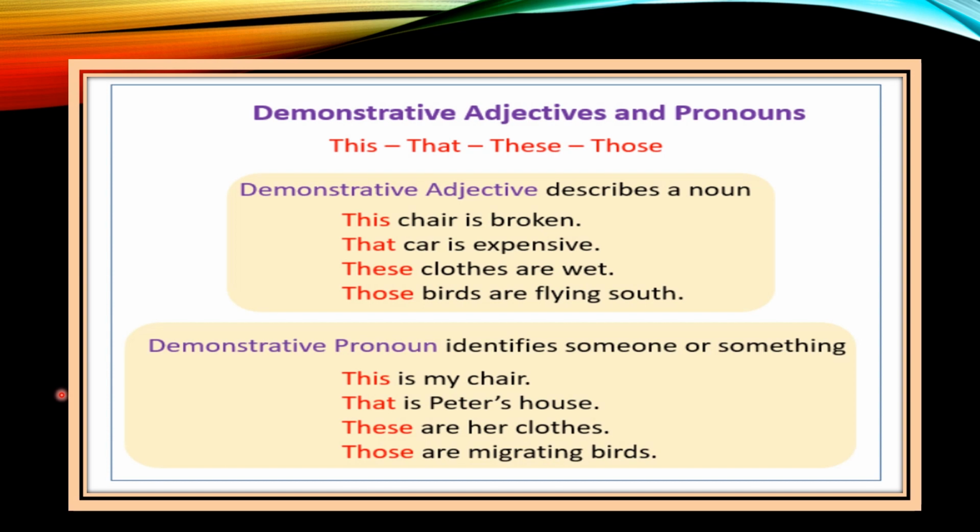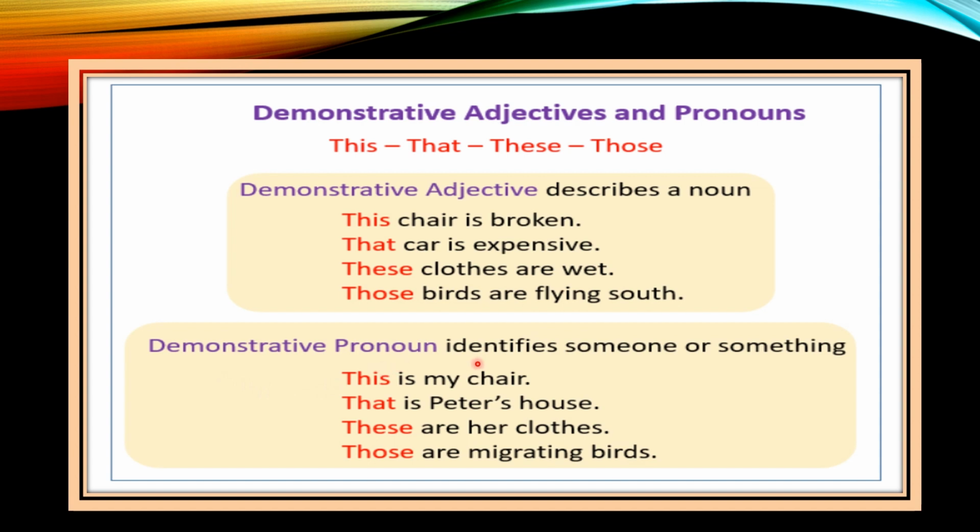Demonstrative adjectives and pronouns. More examples. Demonstrative adjective describes a noun. This chair is broken. That car is expensive. These clothes are wet. Those birds are flying south.